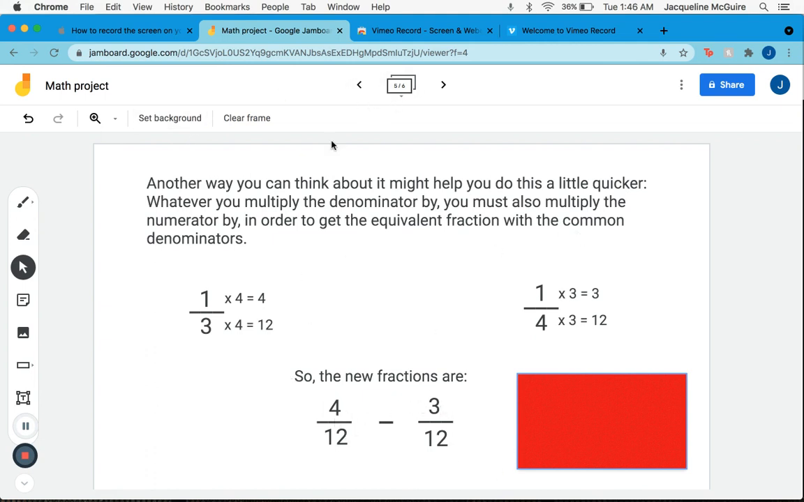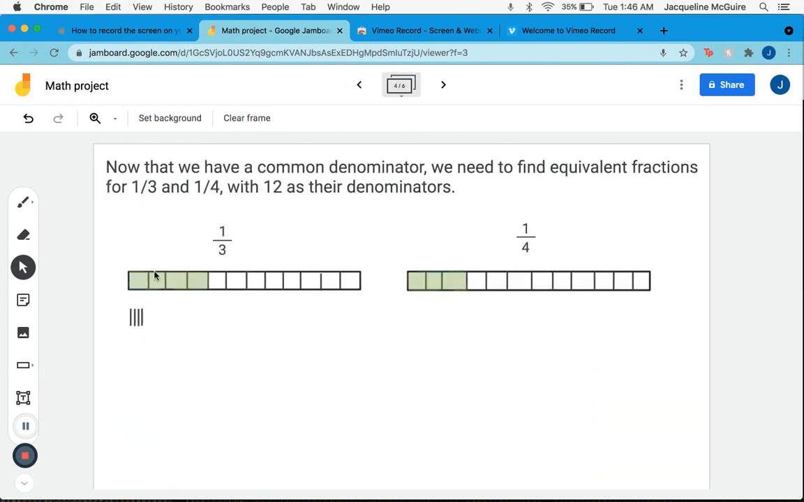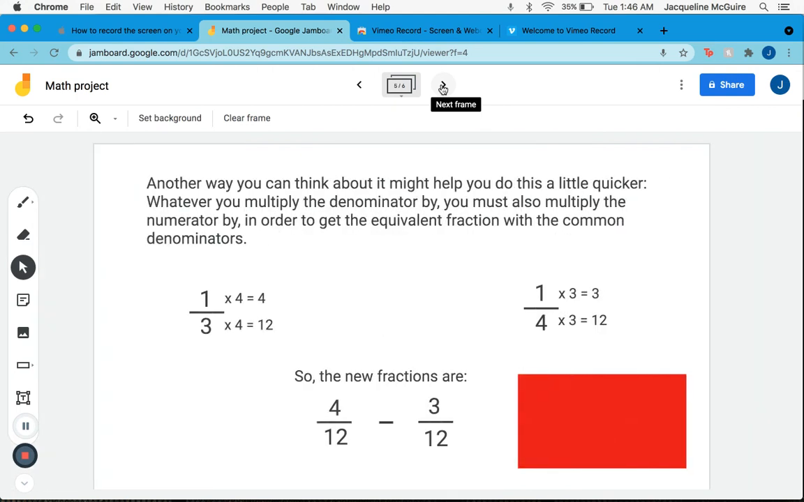And going back to this other slide, this is the same thing as we did here. We're multiplying the amount of sections over here by 4 and over here by 3, which in turn multiplies both the numerator and the denominator by the same number. And that's what we did here. So it's a little bit faster if you do it this way, but you could choose to do it either way. So now the new problem is 4/12 minus 3/12.